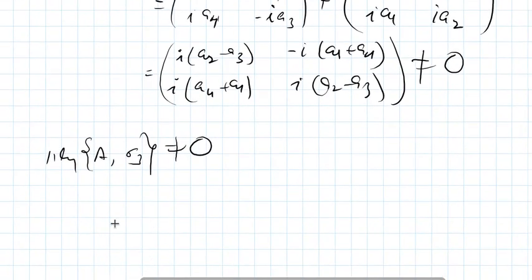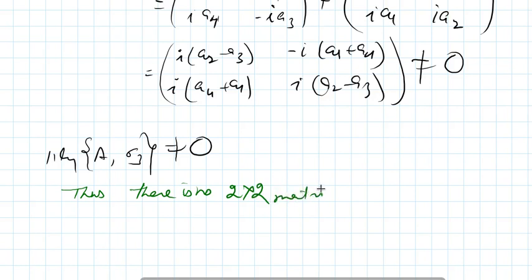Thus I conclude that there is no 2 by 2 matrix that anti-commutes with the Pauli matrices.